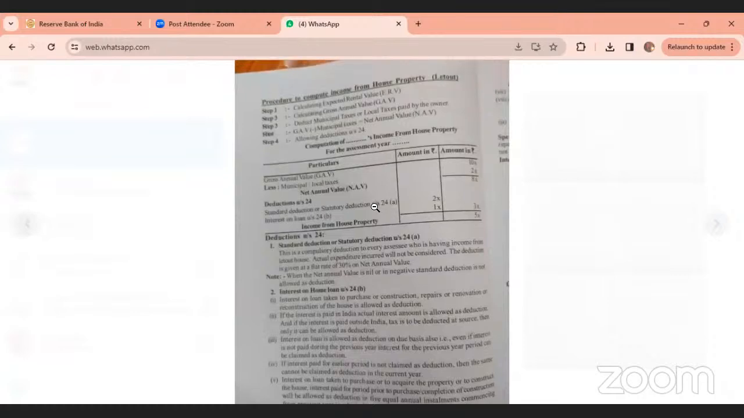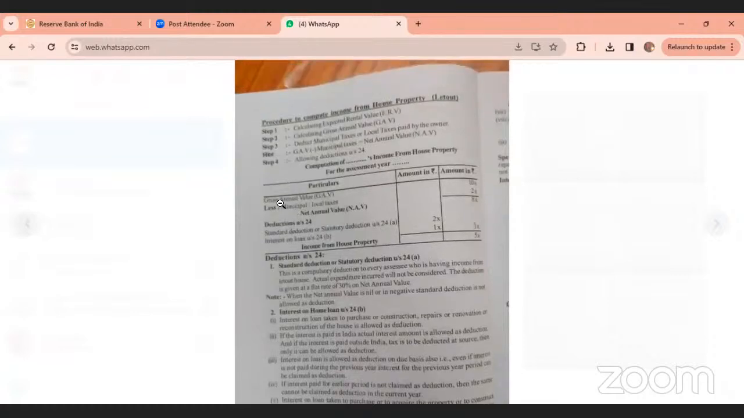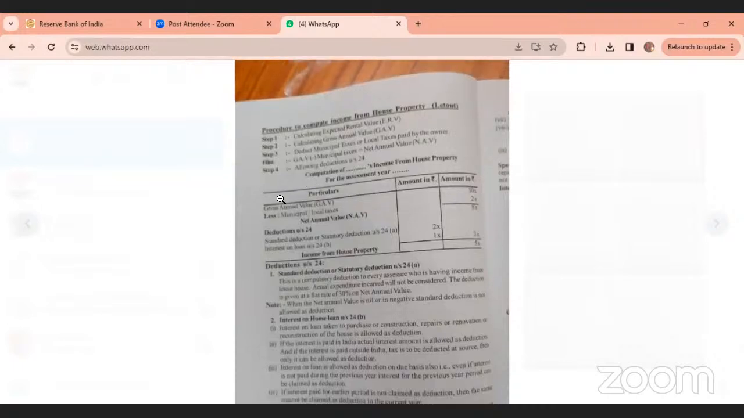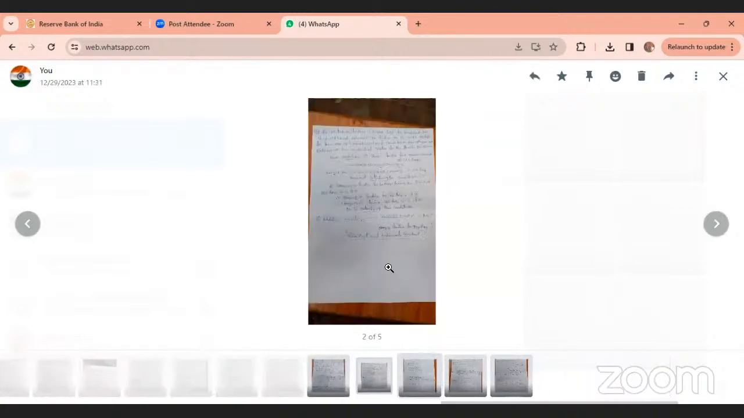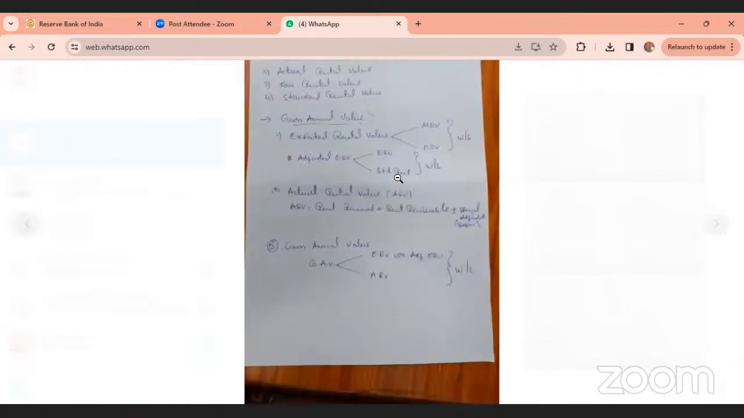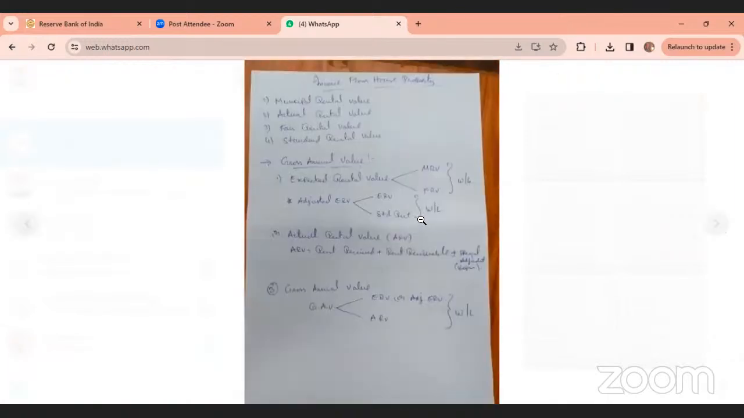Now, how to calculate? First point is gross annual value. How to calculate gross annual value? Take the pic for this also. This one is very, very important. Okay, in your book, it is so lengthy.